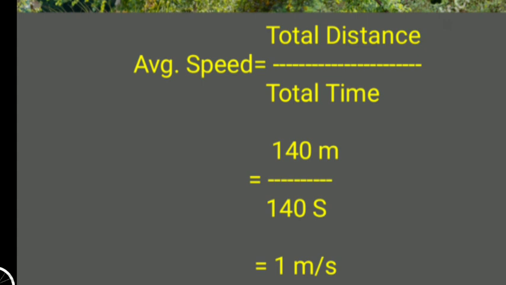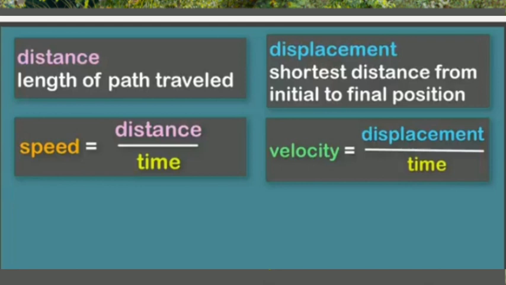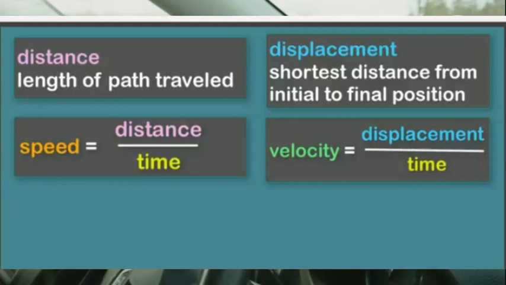Now let us look at average velocity. Similarly, the formula is total displacement by total time. But the total displacement here is 0. So that is right, your average velocity is 0 meter per second. Let us put the speed and velocity on our concept board.